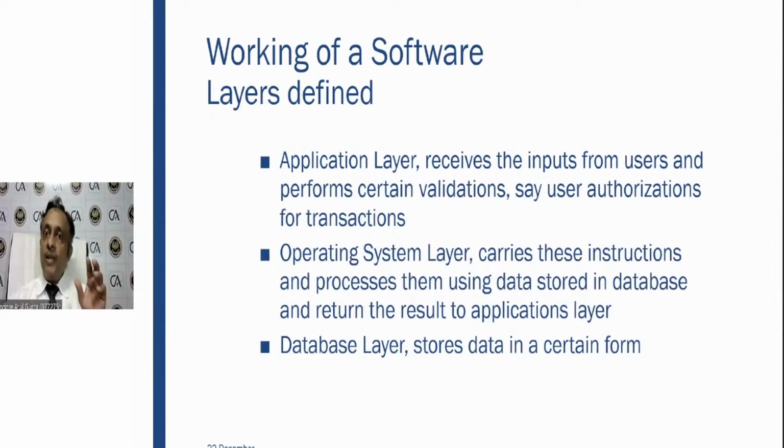So working of a software, layers defined. The application layer receives the input from the user and performs certain validation, say user authorization and transaction. The operating system layer carries these instructions and processes them using data stored in the database and returns the result to the application layer. The database layer stores data in certain form. Please carry these definitions. Important for understanding as well as for exam purposes.